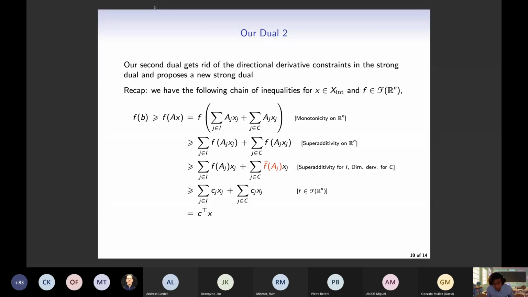So this is just an outline, for those who are not familiar, of where we get these directional derivatives from. The point being that you basically split into the integer part and the continuous part. For the integer part, everything just goes through fine. For the continuous part, in one of these inequalities, you have this property of functionals that you can lower bound, but while lower bounding, you need this directional derivative f bar. So this f bar in red is the directional derivative, and in order to lower bound to get weak duality, this directional derivative is used. So that's where the directional derivative comes from in these strong duals. The key point is that it arises for the continuous part, so we're going to do something different for the continuous part so that we don't have directional derivatives.